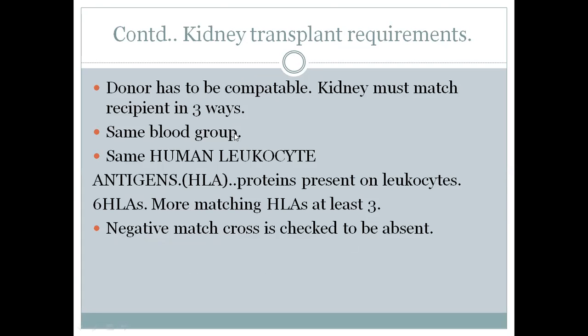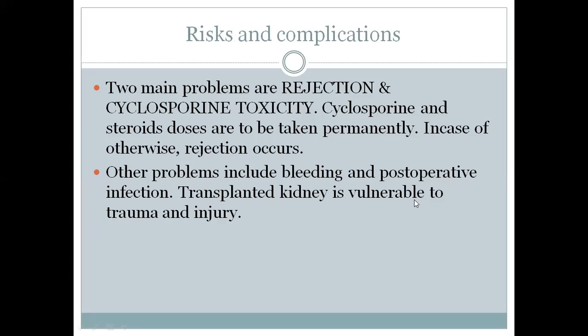It must have the same blood group. It must have the same human leukocyte antigens, which are proteins that are present on the leukocytes. 6 HLAs are present in humans, and more HLAs matching, more compatibility chances. Then negative cross match is checked. This is the immune system test to see if the immune systems react with each other or not.